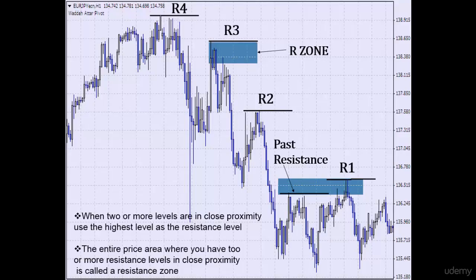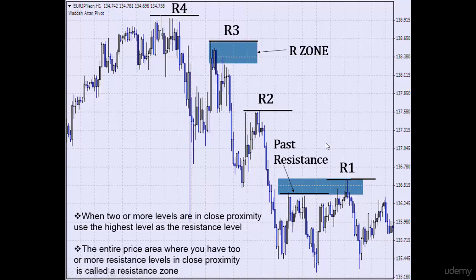Now, whenever two or more resistance levels are in close proximity, use the highest level as the resistance level. And the entire price area where you have two or more resistance levels in close proximity is called the resistance zone. So, in this case, you would use this level as the resistance level and not this level. Okay, because this one is higher. And because these levels are in close proximity, we call this the resistance zone.